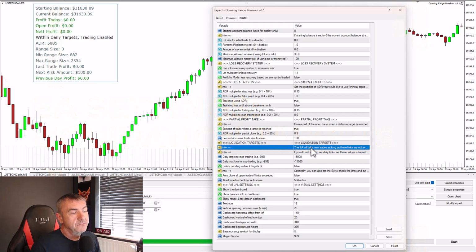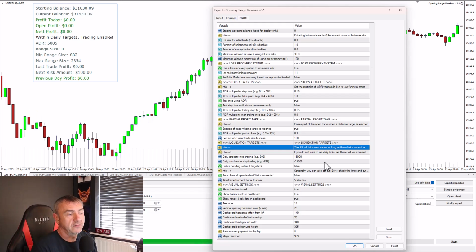Liquidation targets. So basically the EA has got here within daily targets, trading is enabled. Liquidation targets are designed for people that are trading prop, but you can also use it obviously if you're just trading on your own funds. The idea behind this is we set a maximum loss and a maximum profit for the day. So if you've got a drawdown limit daily that you're allowed to use in a prop firm, you would set this short of that number.